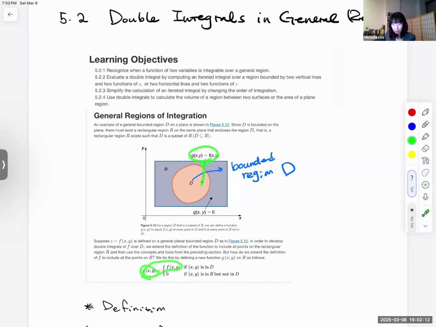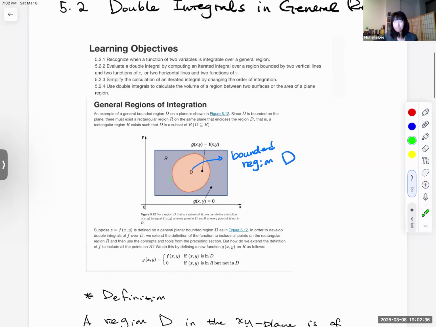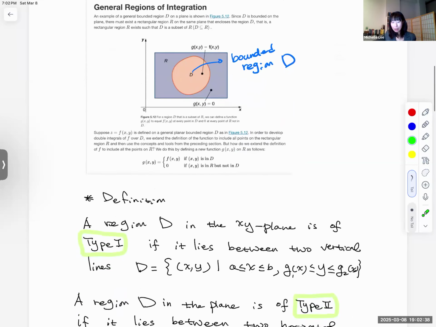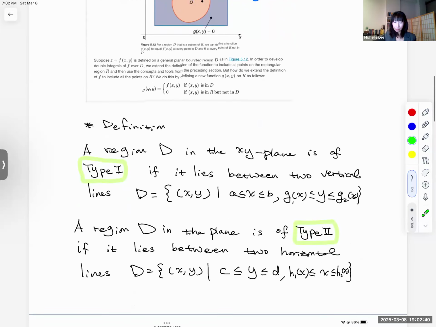And then g of x,y equals 0 outside of the bounded region. We cannot do anything about this part because it's 0, right? So we are going to integrate to find the volume over the bounded region D in that case. All right, now we have a definition.